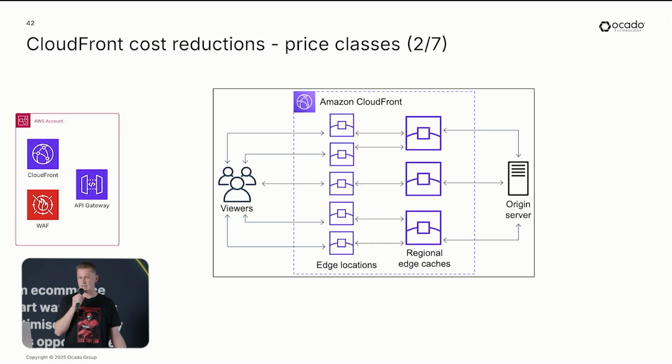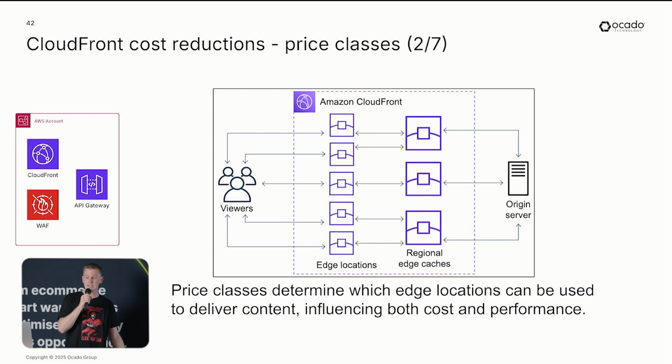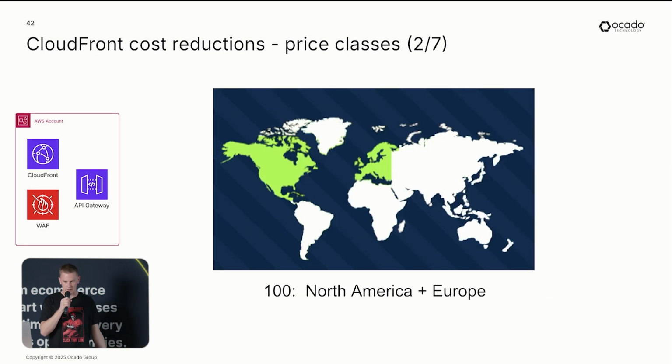Another aspect when it comes to CloudFront are price classes. But before we dive into price classes, let's talk about how CloudFront works. Whenever a user makes a request to our infrastructure that utilizes CloudFront, the request is served from the closest edge location to that particular user. Price classes determine which edge locations can be used to deliver content, and that influences both cost and performance. Let's take a look at price class 100. If you have your users in Europe or in America, you can use price class 100, and only the points of presence in those two areas will be available for CloudFront to serve the traffic.